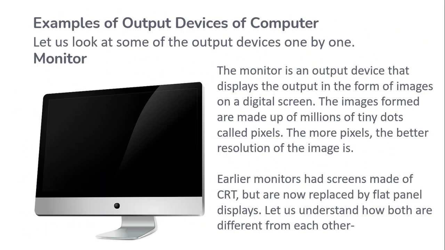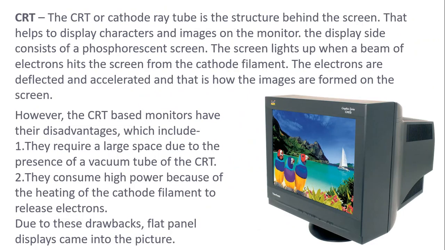Let us discuss the difference between the CRT and the flat panel display. This is an example of a cathode ray tube. It has a big structure behind the screen that helps to display characters and images on a monitor. The display side consists of a phosphorescent screen. The screen lights up when a beam of electrons hits the screen from the cathode filament. The electrons are detected and accelerated, and that is how the images are formed on the screen.